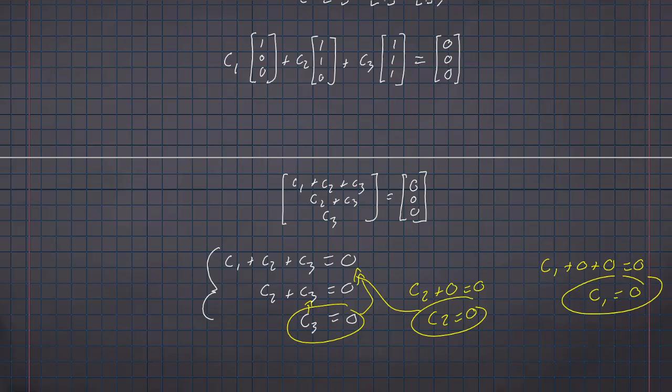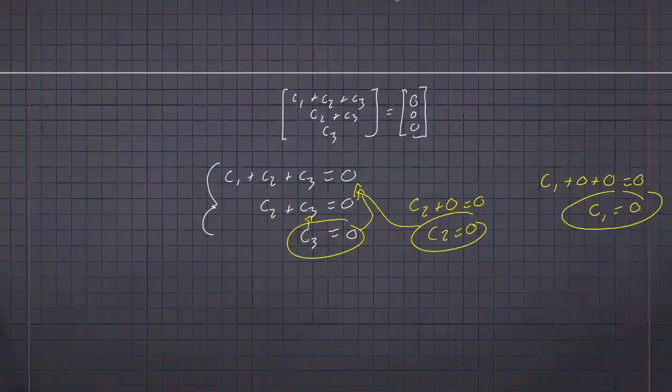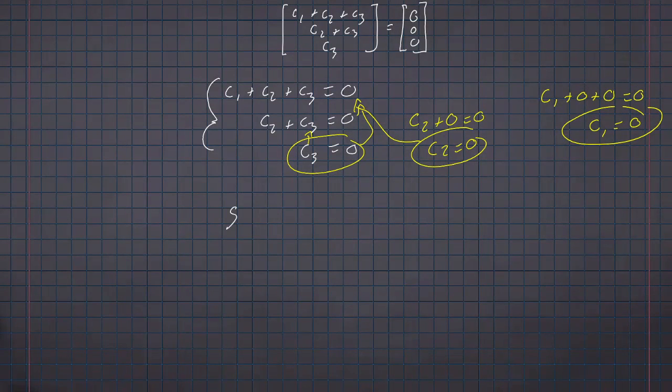So we see that the only linear combination of these 3 vectors that gives us the 0 vector is C1 equals C2 equals C3 equals 0. And that's what it means for S to be linearly independent. Let's take a look at one more.